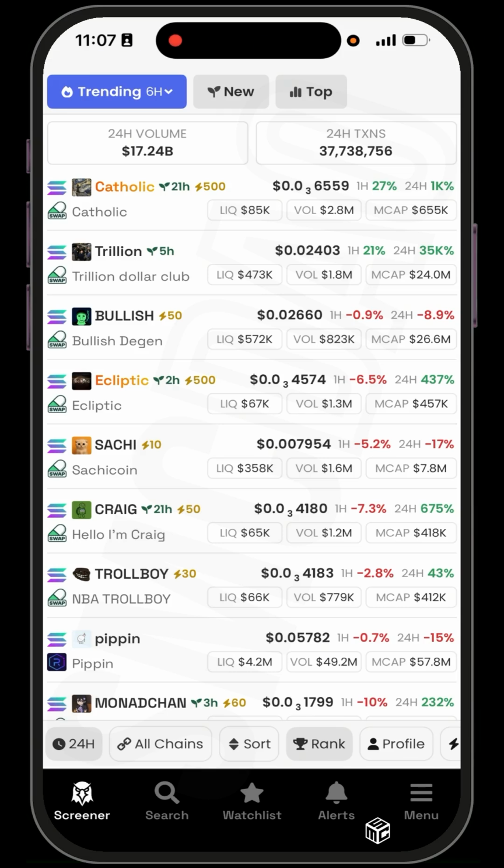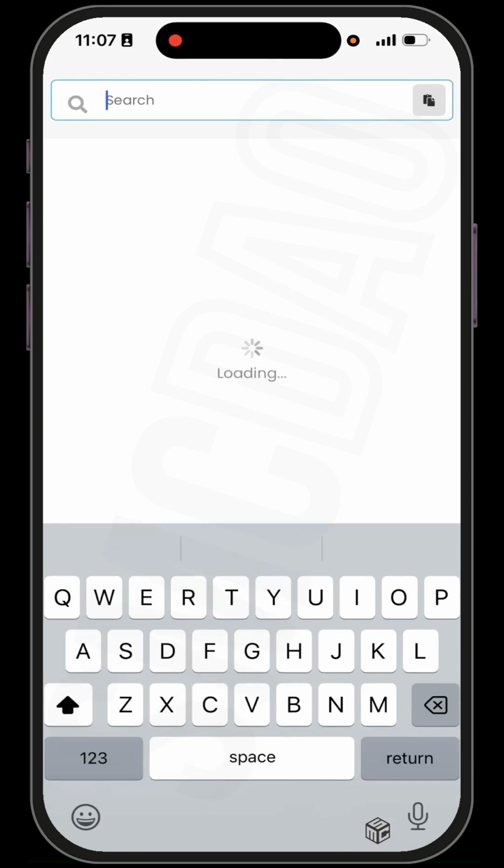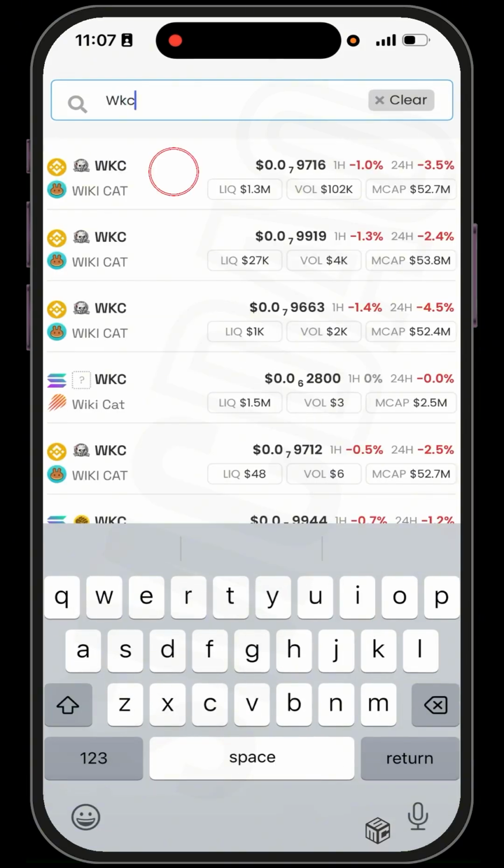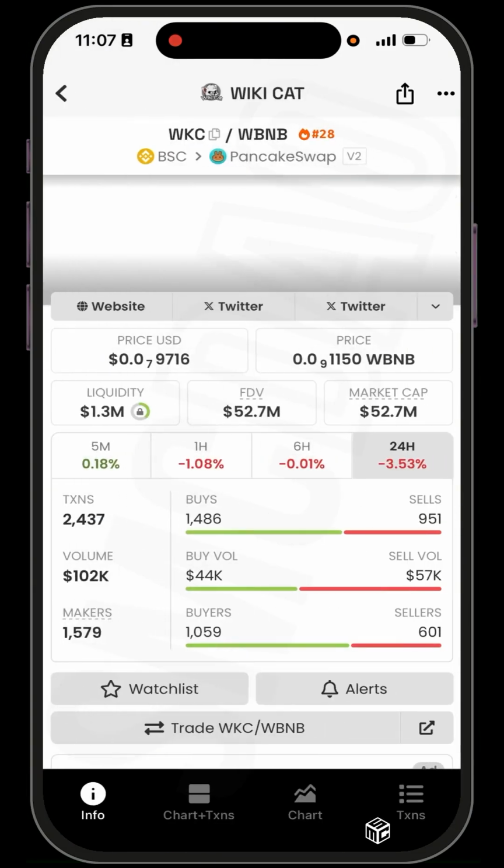So I'll just open a pair page, because the pair pages are your command center. Let's search for a pair, and I would use Wiki Cat, WKC. Yes, and I click on WKC. Now this is the WKC pair page, and you could see WKC paired with wrapped BNB, and it is hot trending, number 28 on the BSC chain.